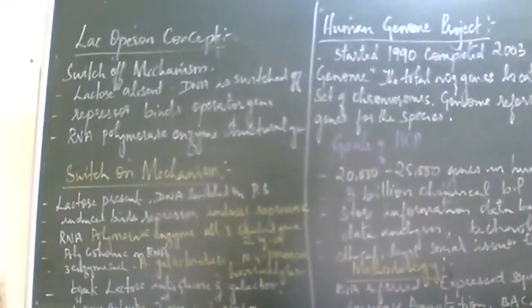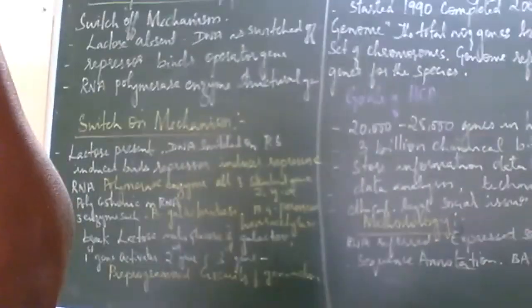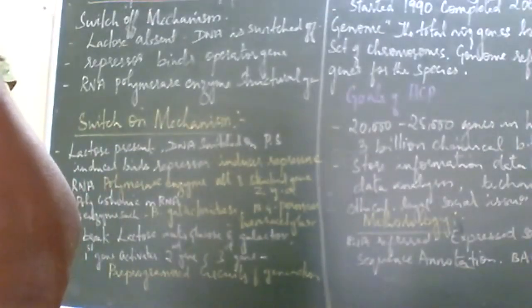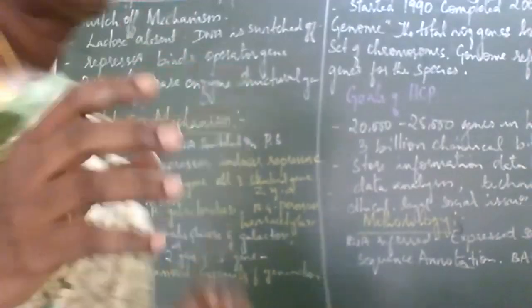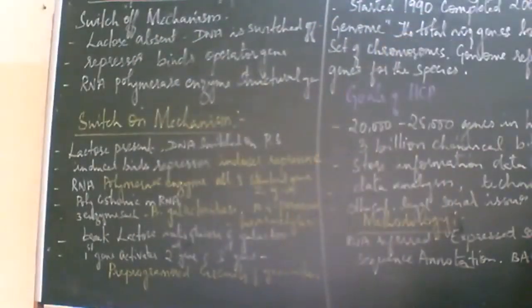You all can see the board number. Yes. Lack of pronoun, switch off mechanism. You can see, ma'am? We can see, ma'am. Okay. Lack of pronoun, switch off mechanism. I gave introduction of lakh overall. On Thursday, we have seen the concept of switch on and switch off mechanism.